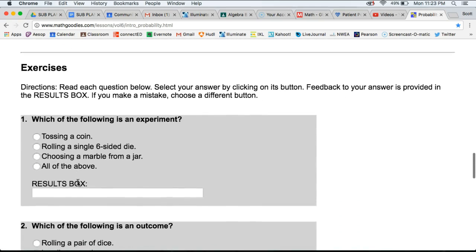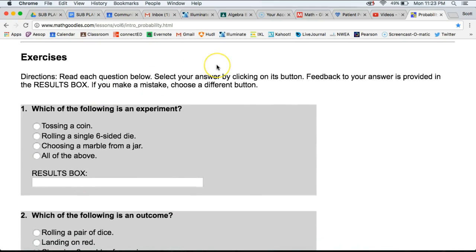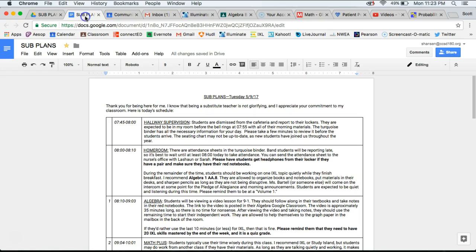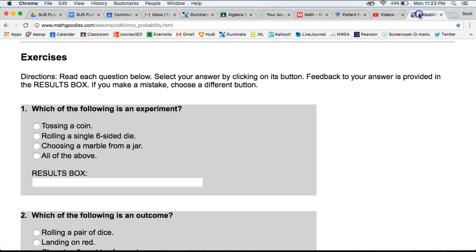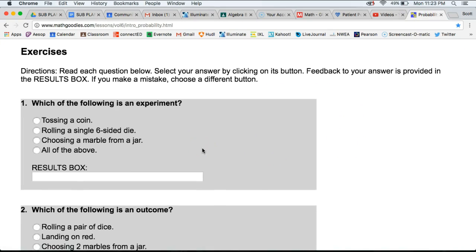When you are finished with these 5 questions, you are going to go directly to IXL, and you are going to do the 8th grade skill for probability, which, if I check my plans, is 8th grade EE1. We're going to go to EE1 in IXL, which has to do with probability here. Okay, so go ahead and take a few minutes to answer these exercise questions. It says that feedback is going to be provided.